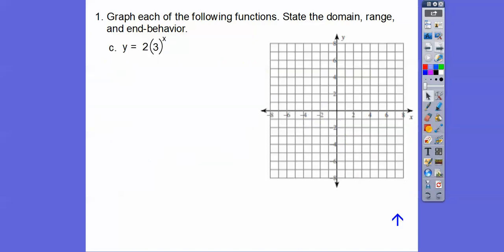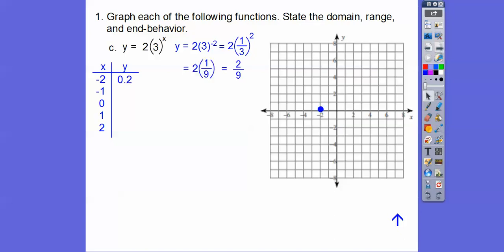Okay, let's try this guy. Okay, so let's do the same points, -2, -1, 0, 1, and 2. So 3 to the -2 is going to be 1 over 3 to the +2. So 1 squared and 3 squared is 1/9. So we get 2 times 1/9 is 0.22222. So I'm just guesstimating right here. So I just go to the left 2 and up barely right there.